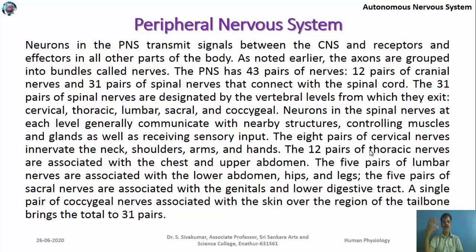So they are named depending upon their locations. The thoracic nerves are associated with the chest and upper region, which is why it is called the thoracic region. The cervical region nerves provide the organs present in the cervical positions. The sacral region contains the nerves that provide for the sacral region. So that is how the 31 pairs of spinal nerves can be divided into cervical, thoracic, lumbar, sacral, and coccygeal regions.